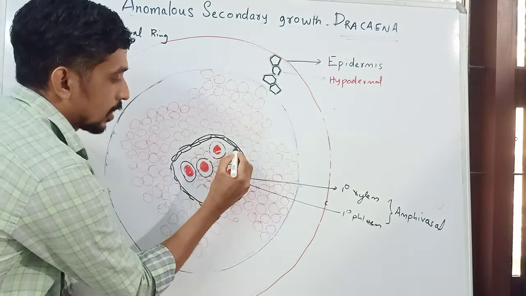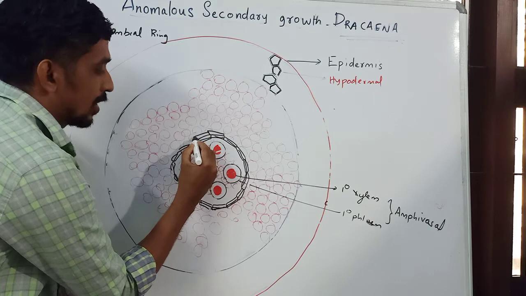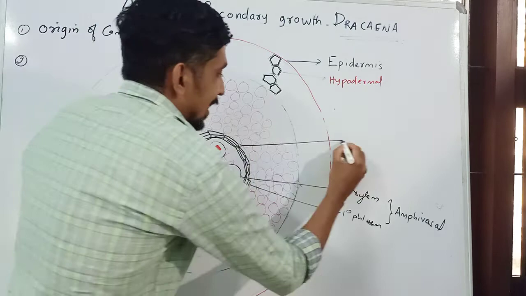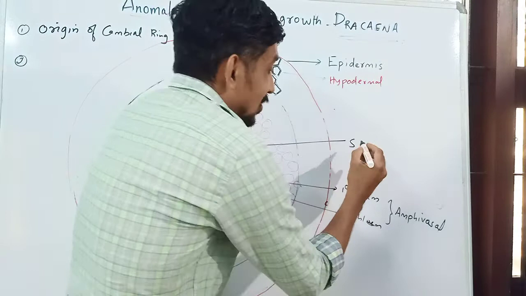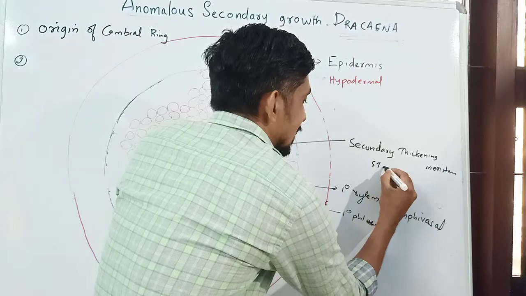Or parenchyma cell present just around the primary vascular bundle or at the innermost region of germ tissues. So here I have drawn three layers of cambial ring. This kind of cambial ring is also called STM, secondary thickening meristem.